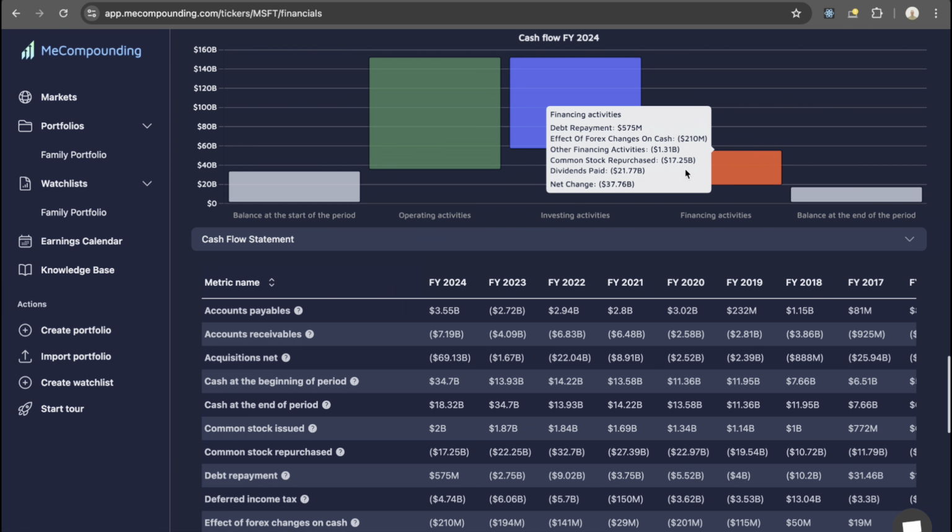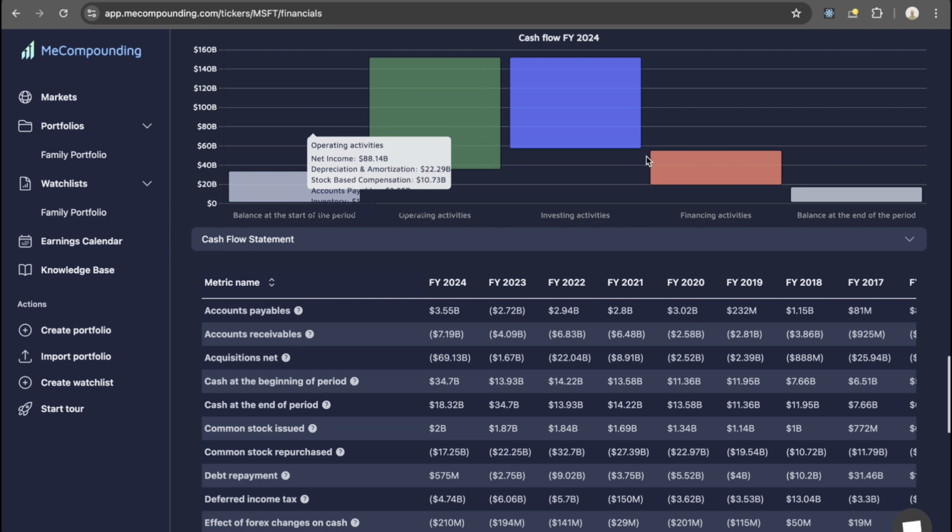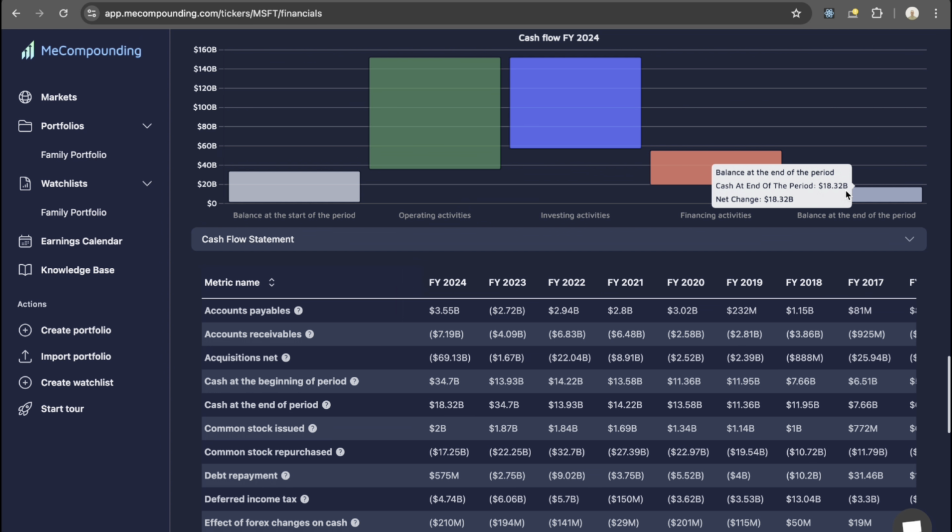At the very bottom, you will see the net change in cash. It is the difference between the balance at the start of the period and the balance at the end of the period.